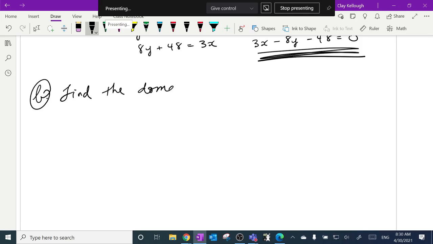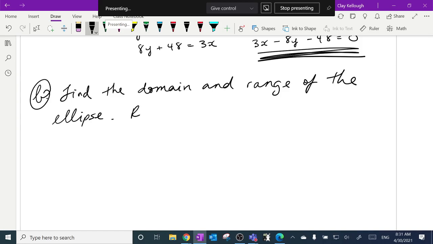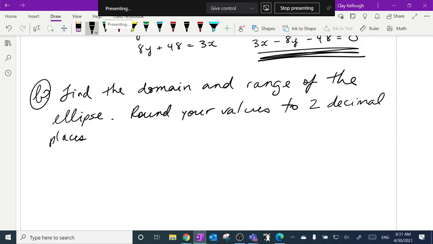find the domain and range of the ellipse, and apparently I don't know how to spell ellipse. And I'll say round your values to, I'll say 2 decimal places. I should probably say if necessary. It'll be pretty clear that it will be necessary in a minute.